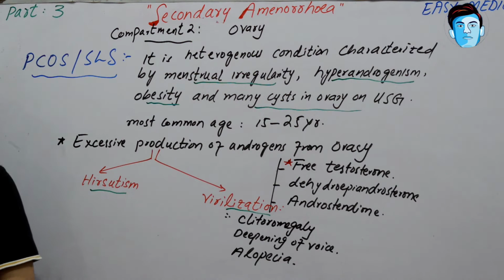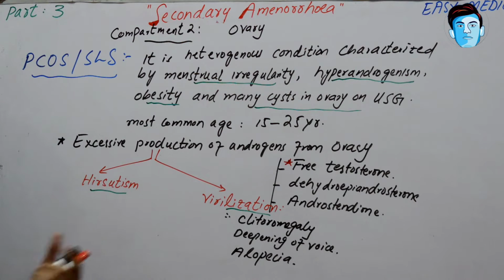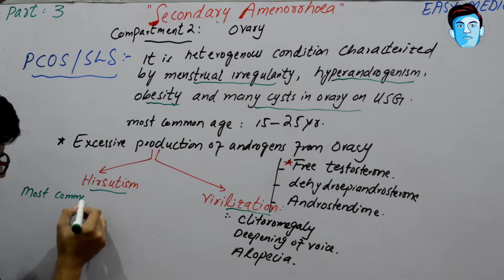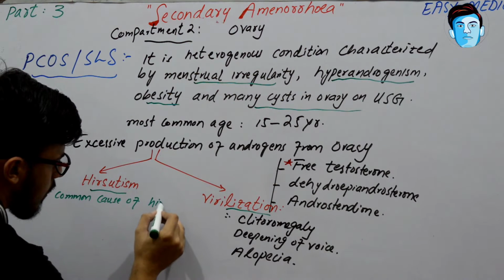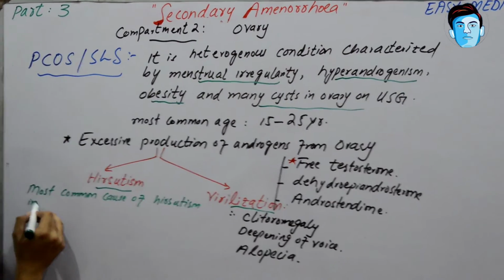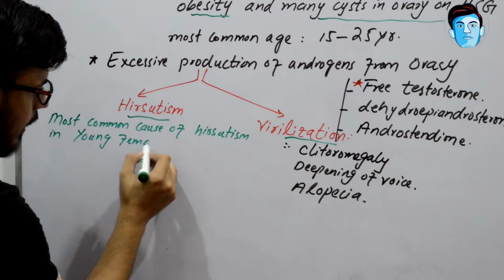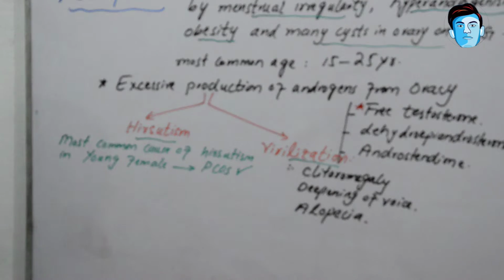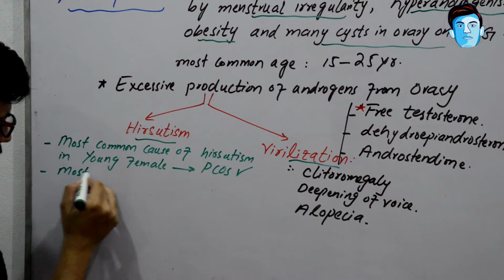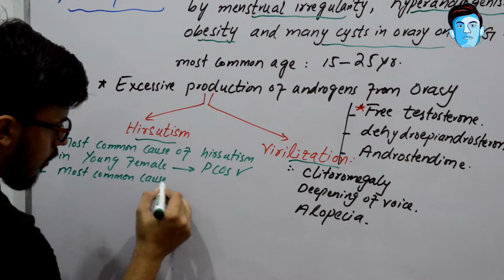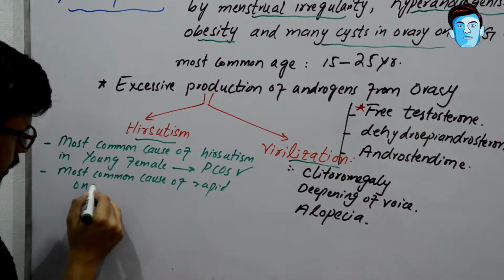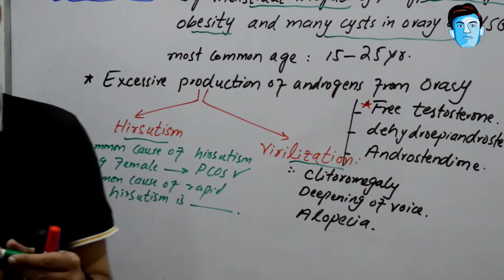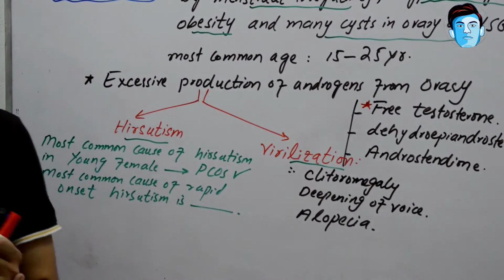What is the most common cause of hirsutism in young females? That is PCOS, Polycystic Ovarian Syndrome. And what is the most common cause of rapid onset hirsutism? That is not PCOS, rather it is testosterone secreting tumors of the ovaries.